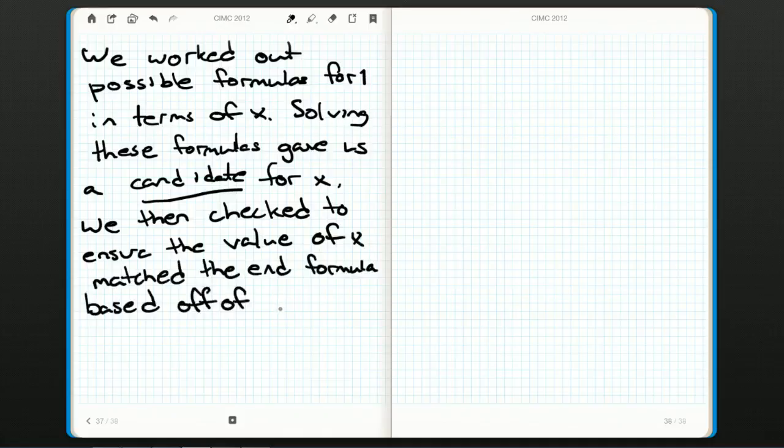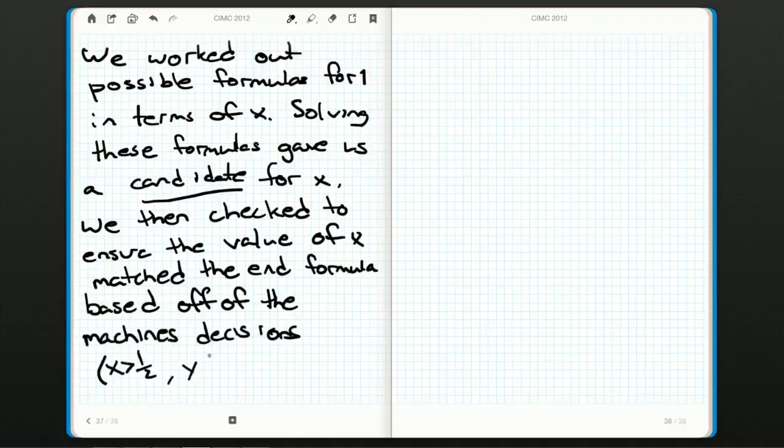And how did we do this? We checked that it matched the end formula based off. So at any given moment, was the x value we started with, did it give a y value that then gave a z value that followed the pattern and led to the formula in the end?